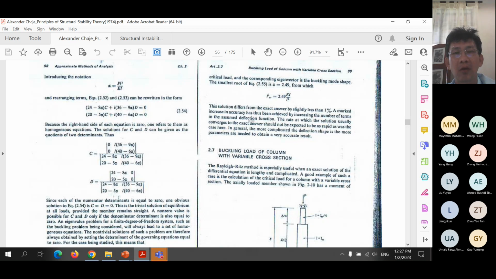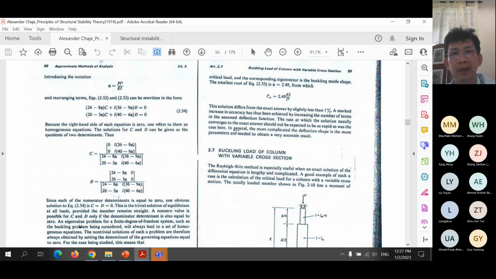So this so happened in this case, okay? But the rate at which the solution usually converges to the exact answer should not be expected to be as rapid as was the case here. It so happened in this case that by adding one more term, the accuracy improved a lot. But in general, this will not be the case, that you add one more term and you get very good accuracy.